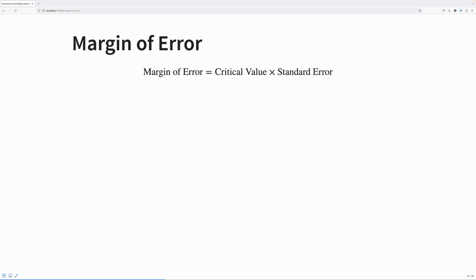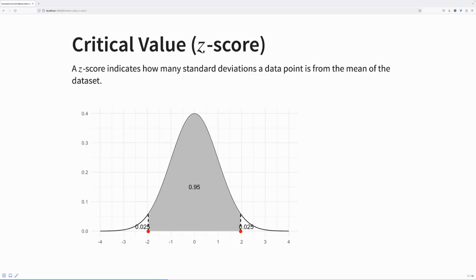First, let's look at the critical value, which is also called the z-score or z-value, and which indicates how many standard deviations a data point is from the mean of the data set. To construct a 95% confidence interval, we need to find the z-scores that bound the middle 95% of the area under the curve. So we actually need to find the two values of these two red dots. How can we calculate it?